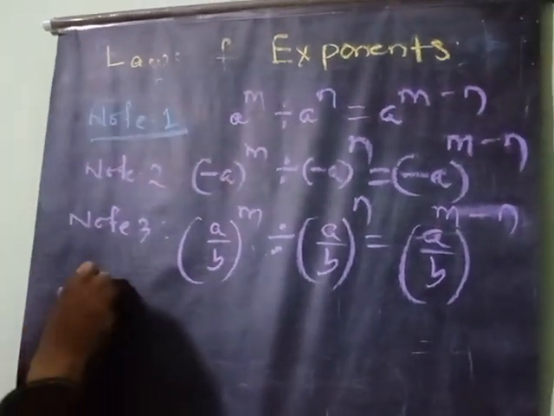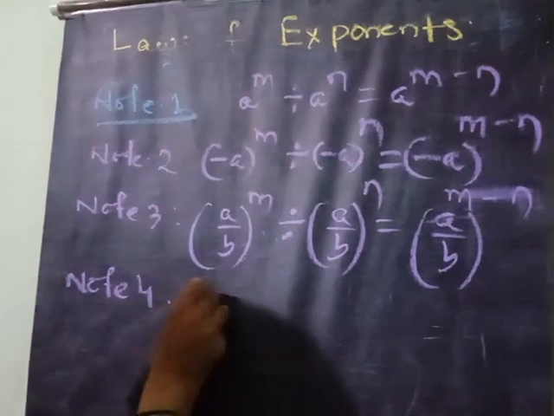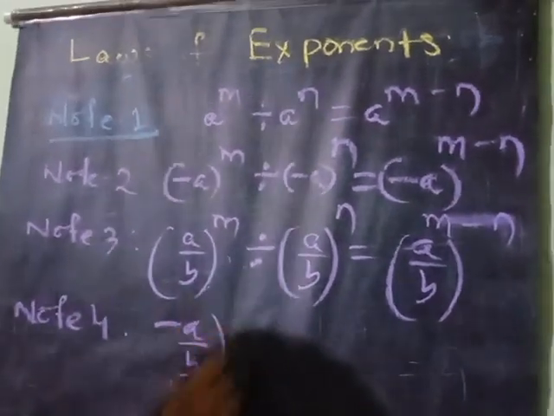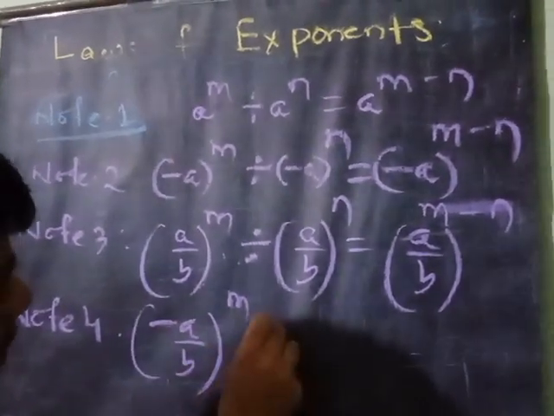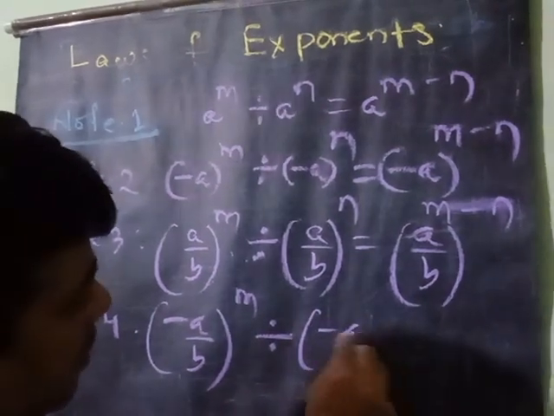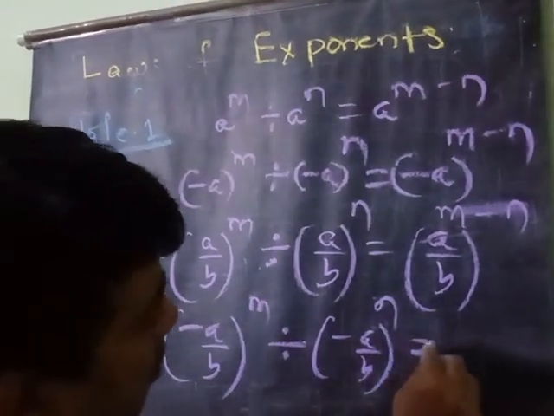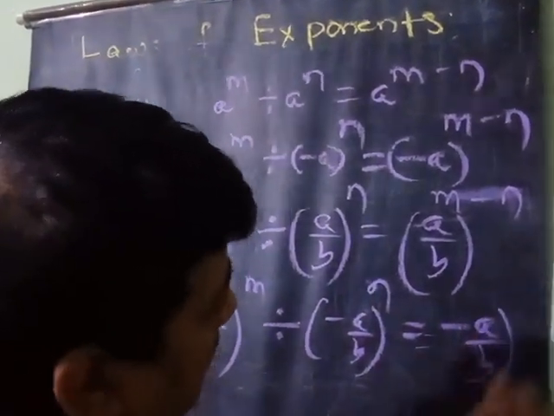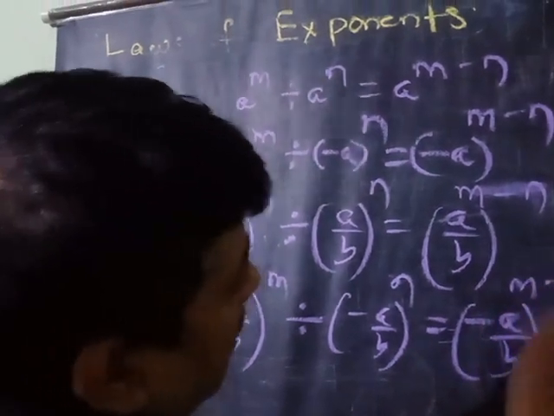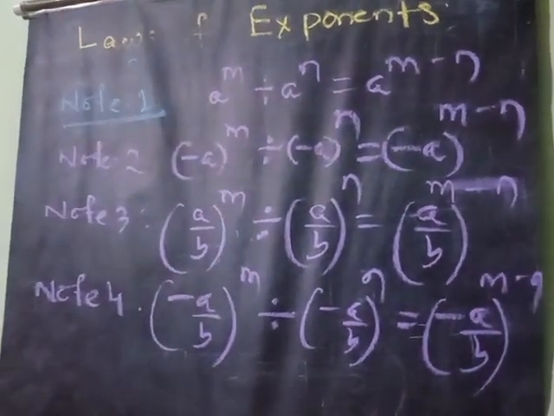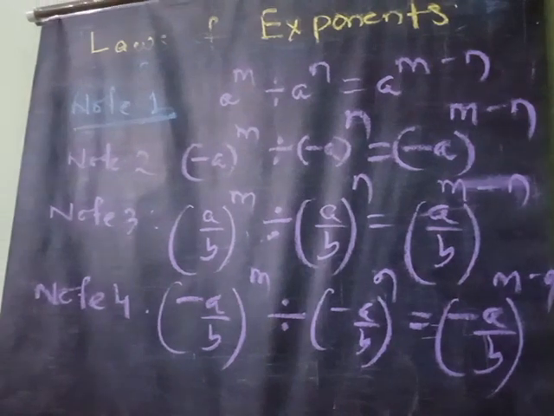Note 4: minus a upon b whole to the power m divided by minus a upon b whole to the power n is equal to minus a upon b whole to the power m minus n. These are some important notes related to the laws of exponent.